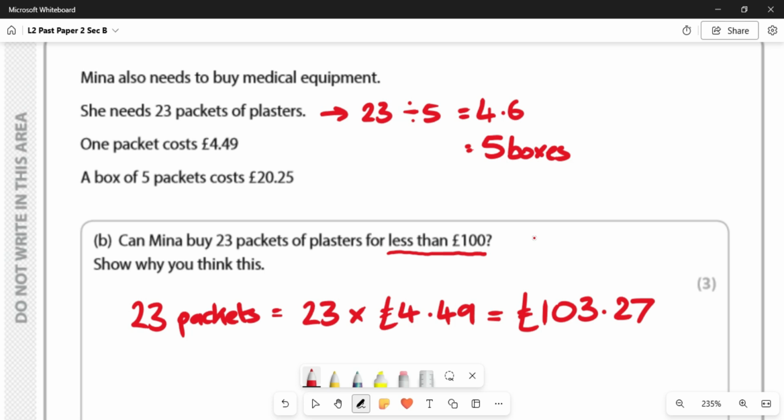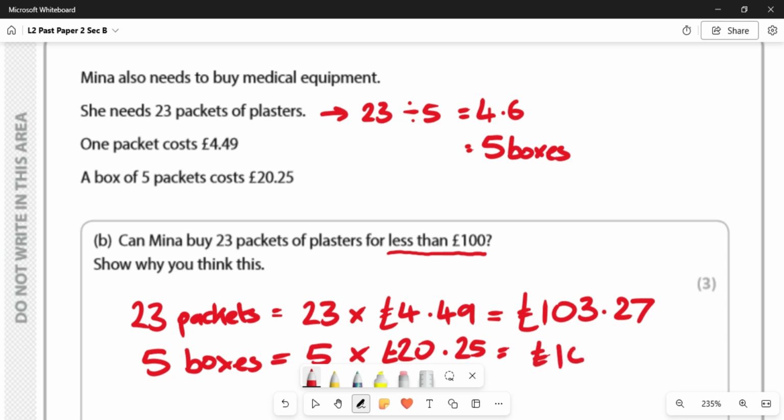Unless you split the cost with 4 boxes. Let me try 5 boxes first. So let me try 5 boxes. What does that give me? 5 times 20.25. Yeah, this is not going to work, is it? Because this is going to give me more than £100. Yeah, there you go. Okay, so that's £101.25. We're getting pretty close.